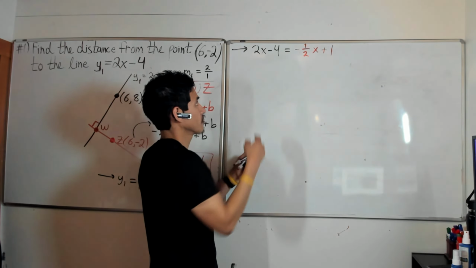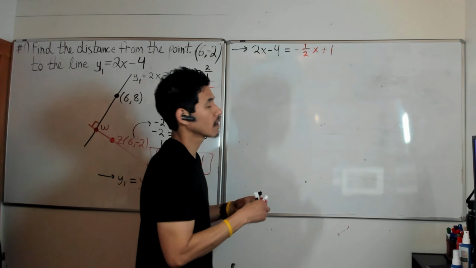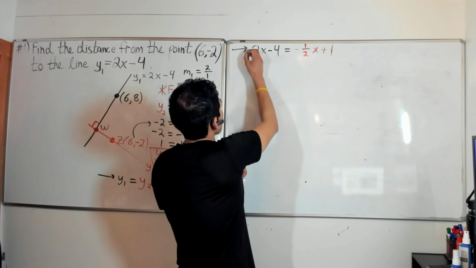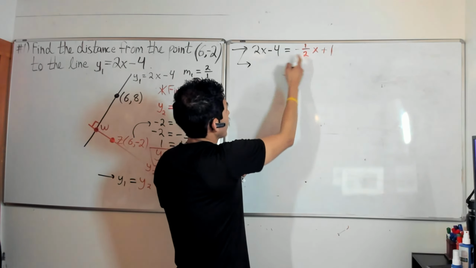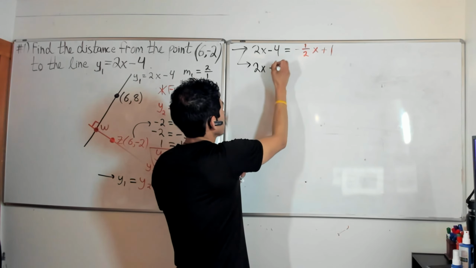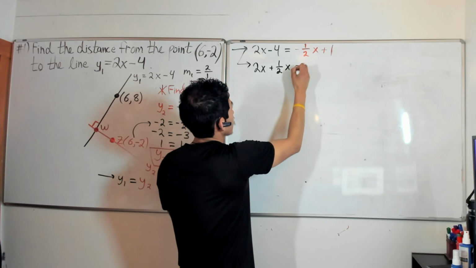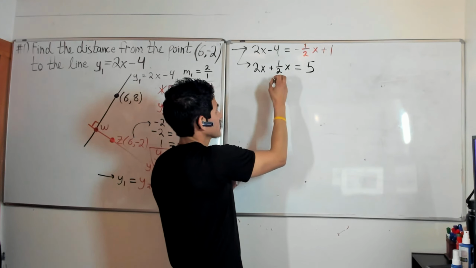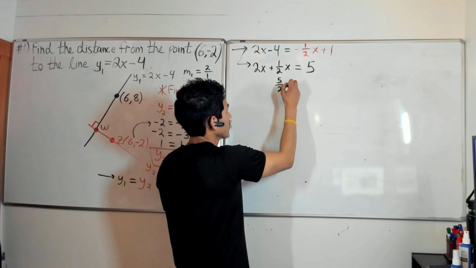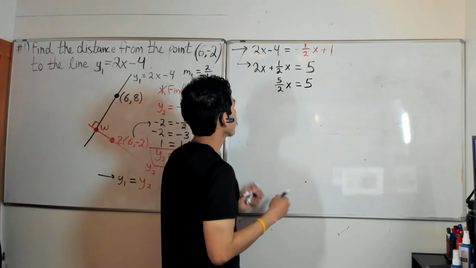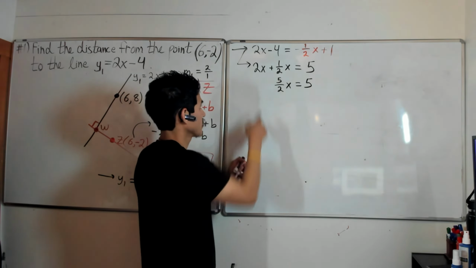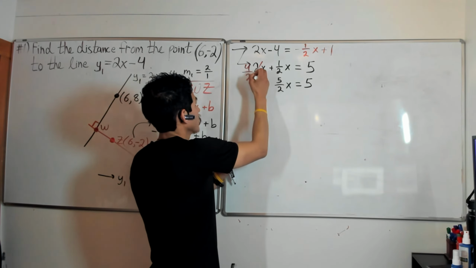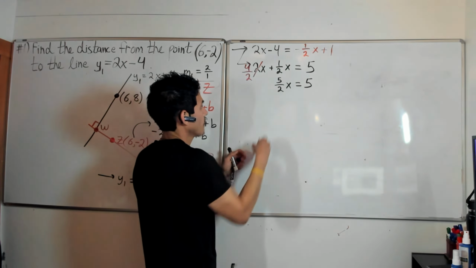So now we can solve this for x. Let's add 1/2 x to each side, and let's add 4 to each side. So we get 2x plus 1/2 x, that'll be 5/2 x, equal to 5. Because remember, 2x is the same as 4 over 2, so we add 4 and 1.